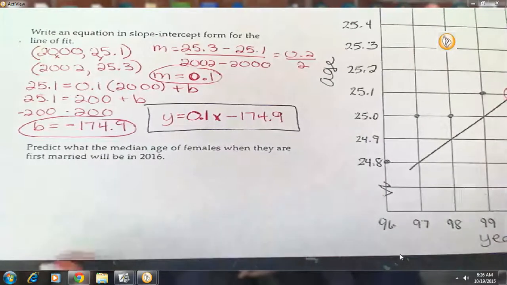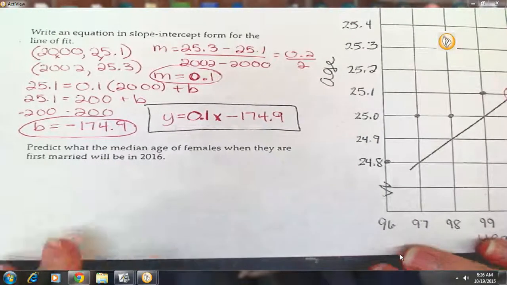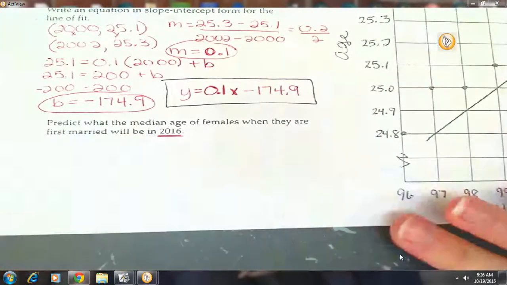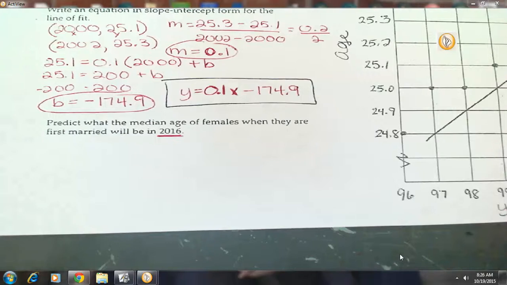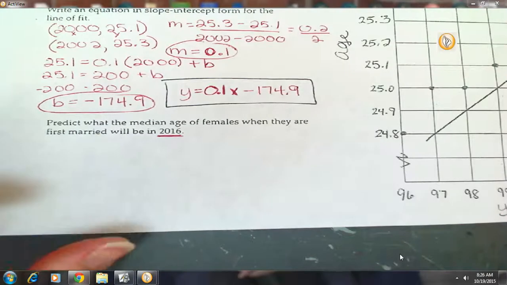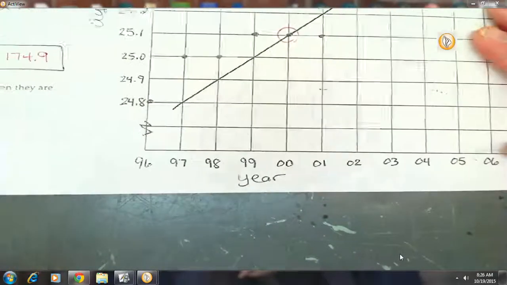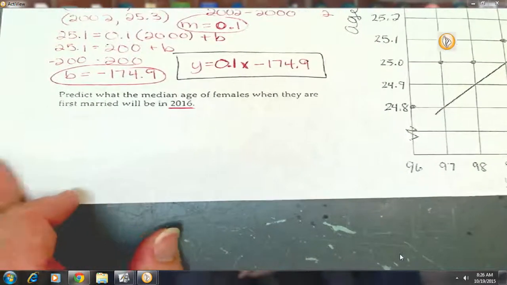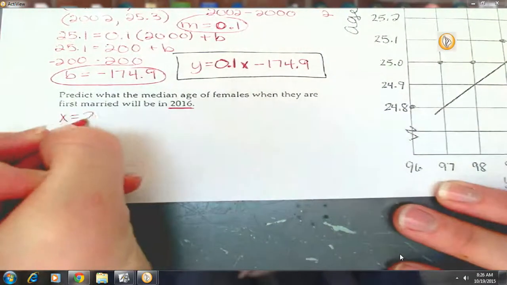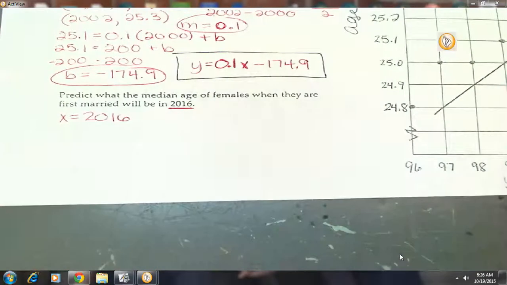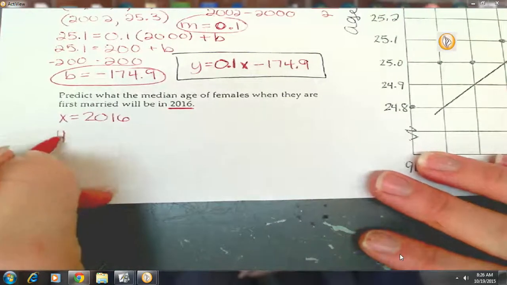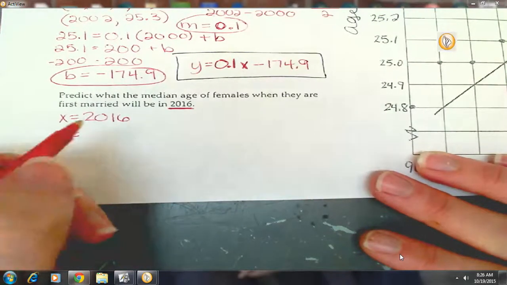The next question says to predict the median age of females when they are first married in 2016. So 2016, that's a year. Is that our x or is that y? If you look at your graph, your years are on the x-axis, so we're going to put 2016 in for x. So let's use the equation. We're not just going to use our table. I want you to use your equation that you just created to help you predict the median age of females who are married in 2016.